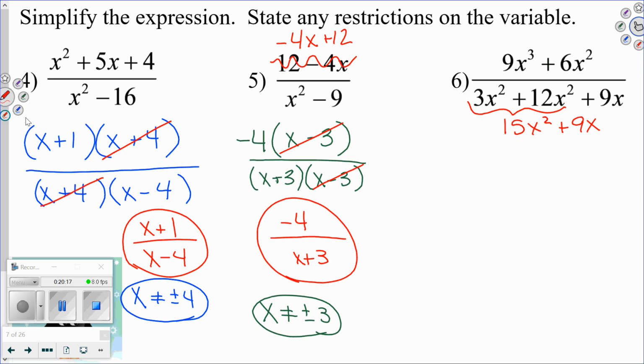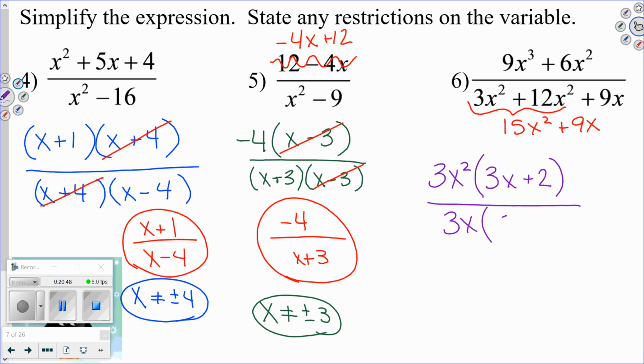Okay, step 1, factor. How do you factor the top? Greatest common factor. Guys, look for that. All right, greatest common factor, which is 3x squared. So that would leave us with 3x plus 2. The bottom, I can take out a 3x. And I'm left with 5x plus 3.